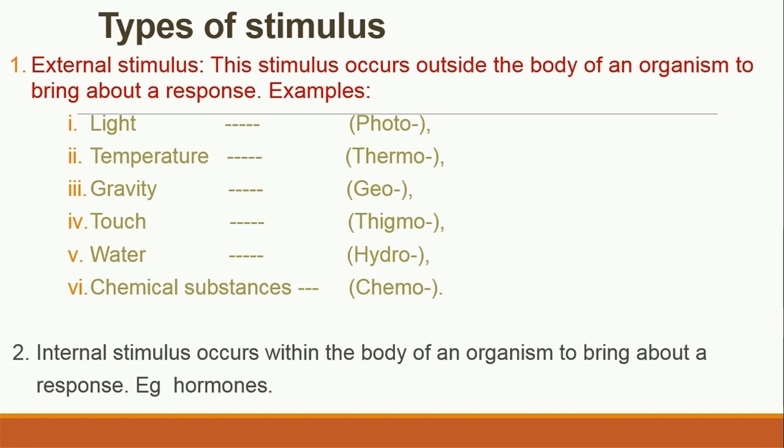Now the second one here is number 2, internal stimulus, which occurs within the body of an organism to bring about a response. There are certain chemicals inside the body of an organism known as hormones. These hormones can bring about a change in an organism, causing a particular response in that organism.